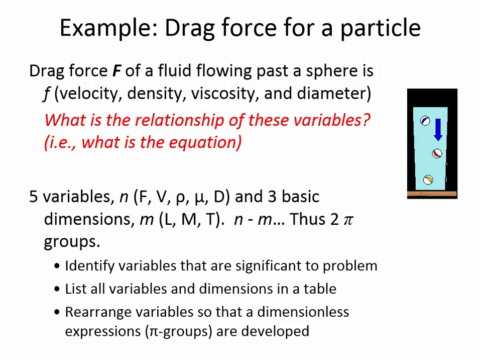And then how do we incorporate this into the last remaining group? Same thing, we have to invert it, so it's going to be viscosity divided by density, velocity, and diameter, and unitless.